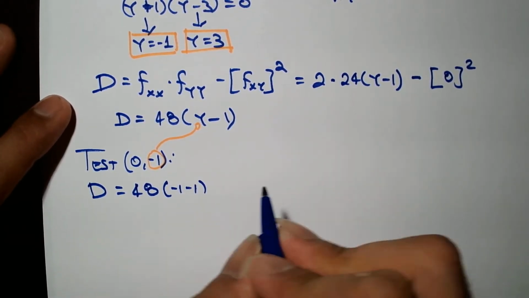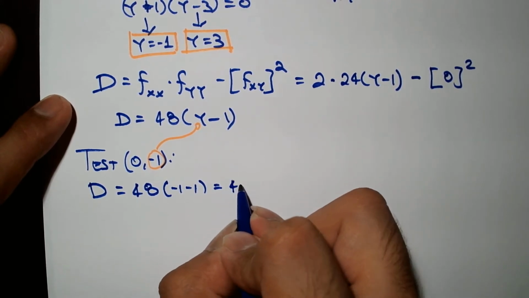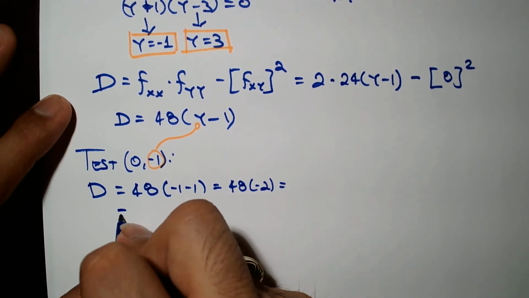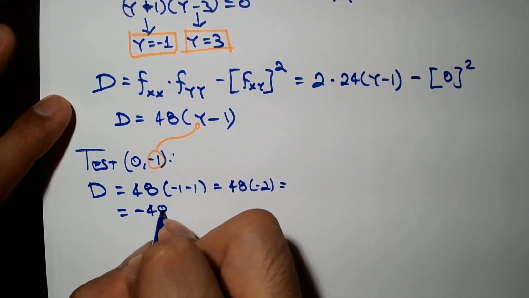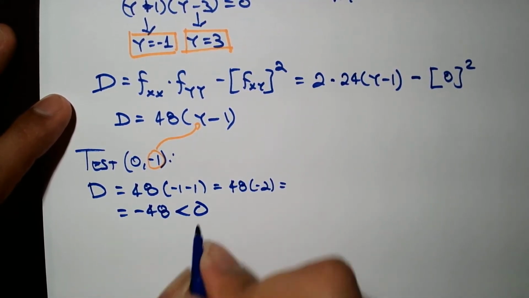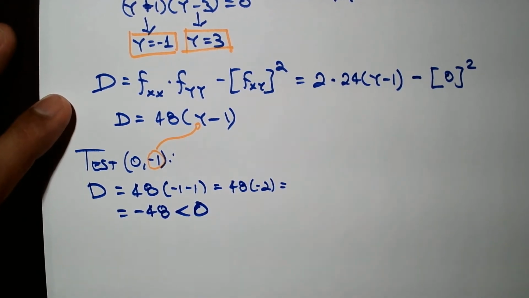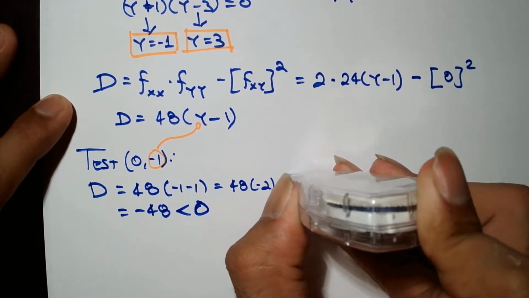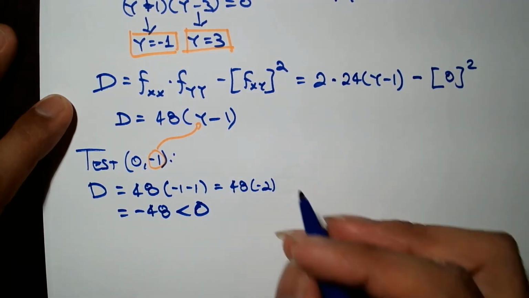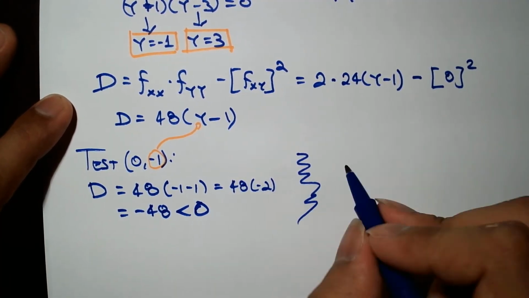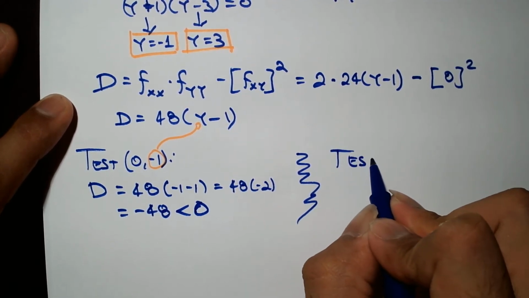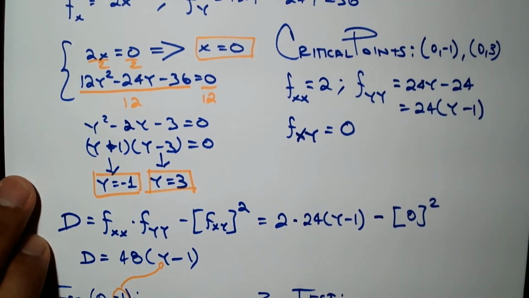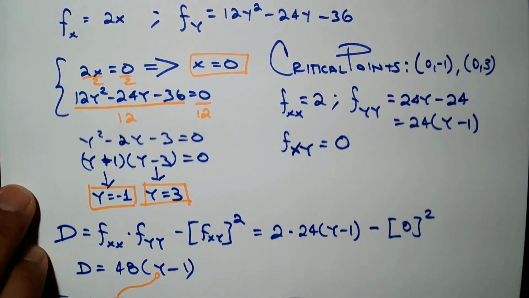So -1 minus 1, that's going to give us 48 times -2, which is -48. So what do we got? A negative number. All right, we got a negative number here. Let's do the same to test the point, the other critical point, which is 0, 3.